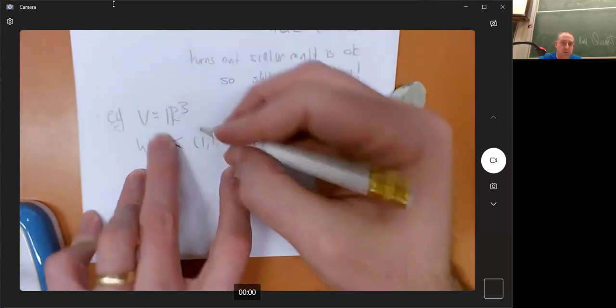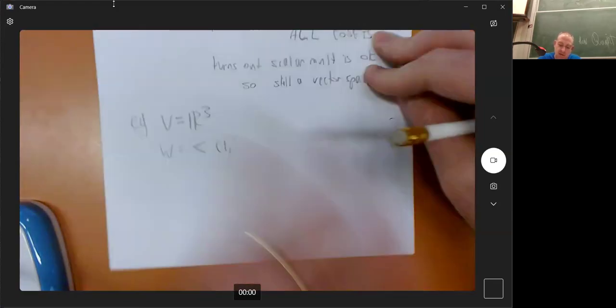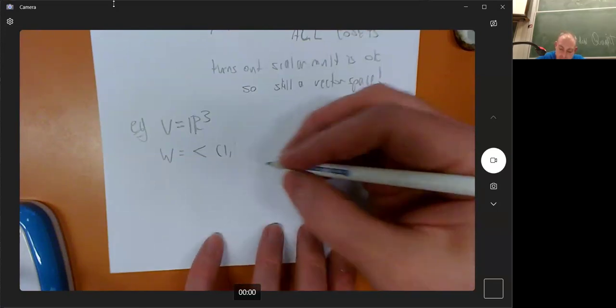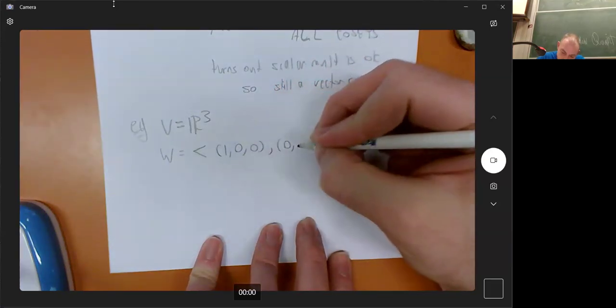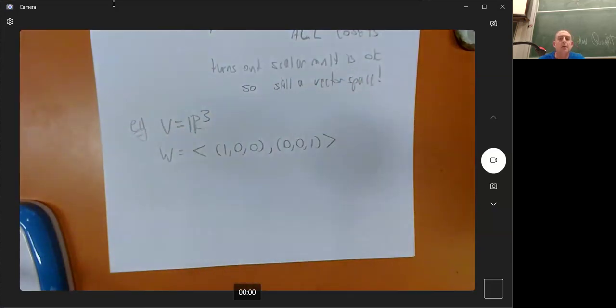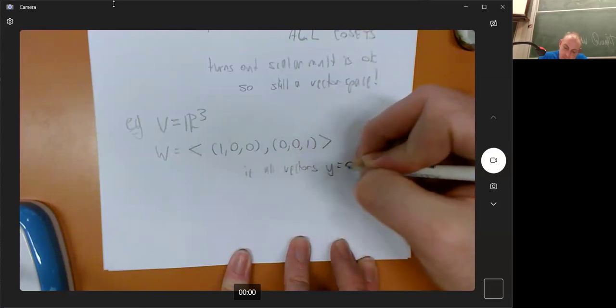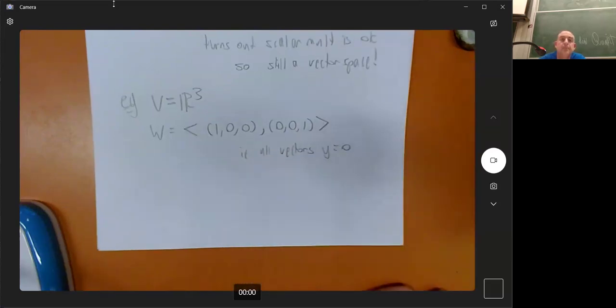V here is equal to R3. And then W is going to be the span of a couple of vectors, these two vectors. So they're all the vectors, i.e. all vectors with y equals 0, which is the xz plane.